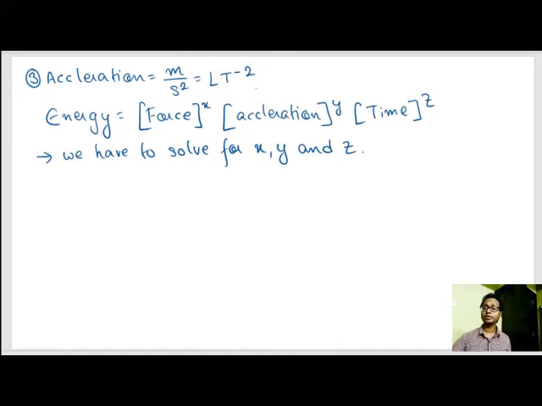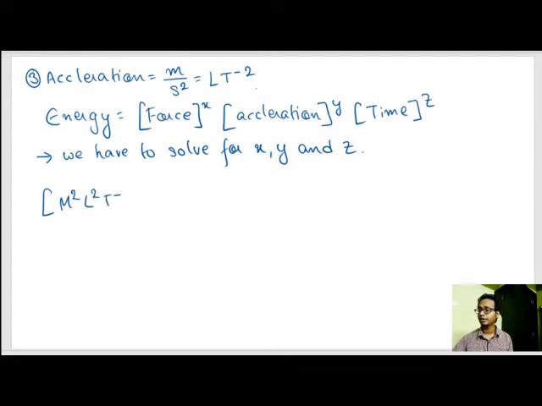Now substitute the dimension in the respective formula. What do I mean? The dimension of energy is substituted out here. The dimension of force is substituted out here. The dimension of acceleration is substituted out here. And the dimension of time is substituted out here. So substitute the dimensions in their respective zones.